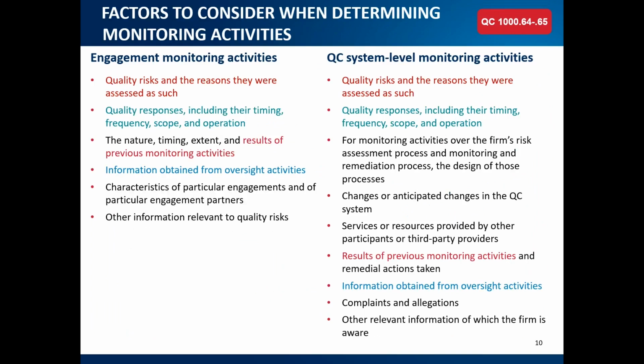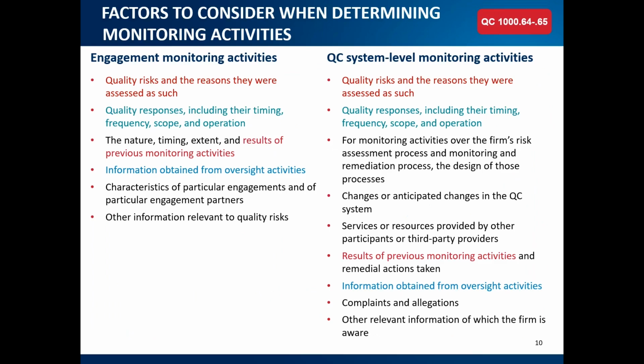QC system level monitoring activities are directed at the performance of activities under the requirements of QC 1000. So this includes the requirements relating to 6 components of the QC system, which address aspects of the firm's organization and operations, including the firm's risk assessment process and the monitoring and remediation process itself.